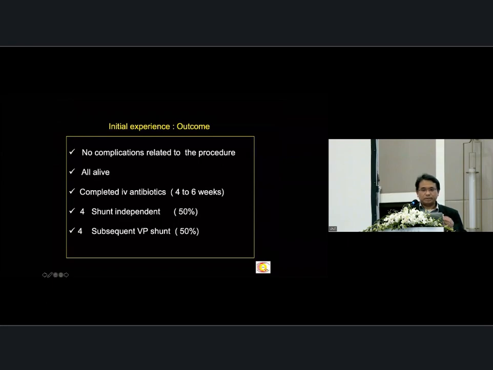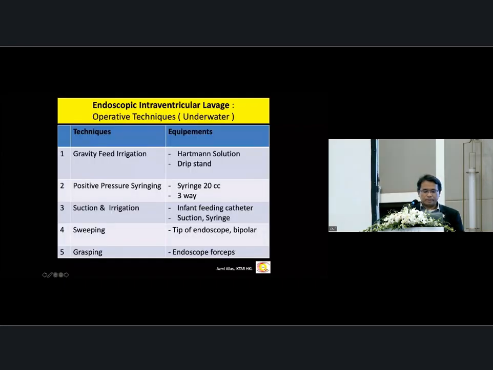If you just put in an EVD and give antibiotics, systemic or intrathecal, all this infective material will not be able to come out spontaneously. In fact, it will heal inside and form a lot of problems. They can have sepsis, empyema, and then sometimes multiloculated hydrocephalus. So, a little bit of description of the technique.